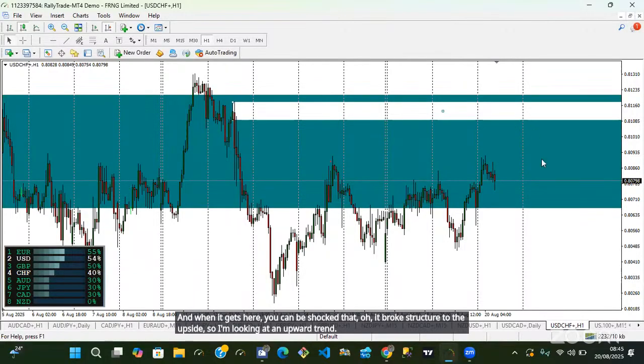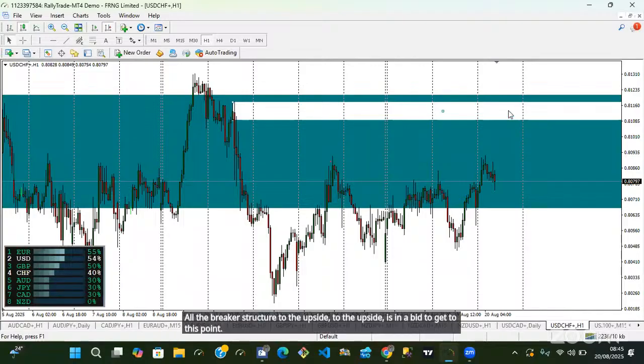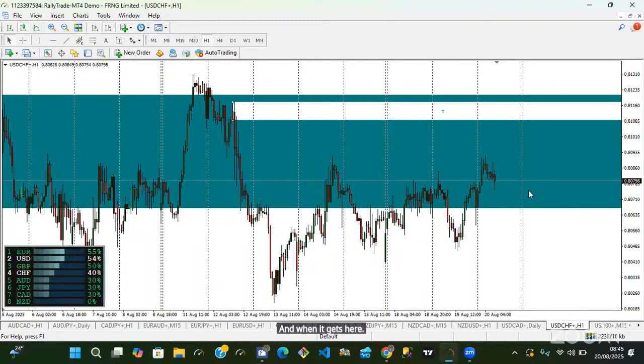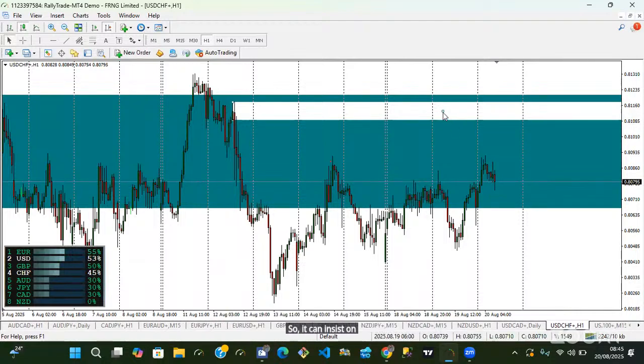All of a sudden, it breaks structure again to the downside, because all the break of structure to the upside is in a bid to get to this point. And when it gets here, the sell starts. It starts breaking structure to the downside. So it can insist on getting here, but in the long run, I still expect USD CHF to sell based on our analysis.